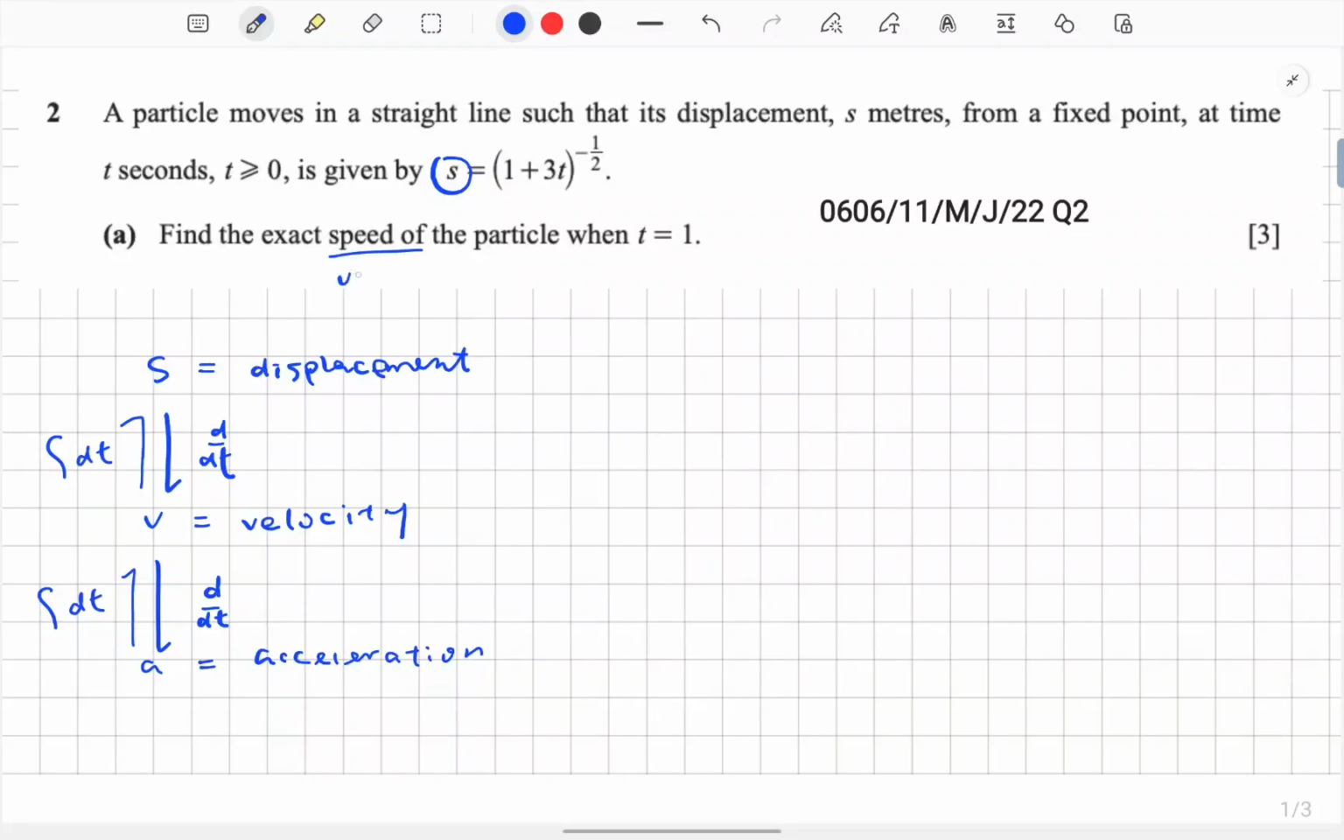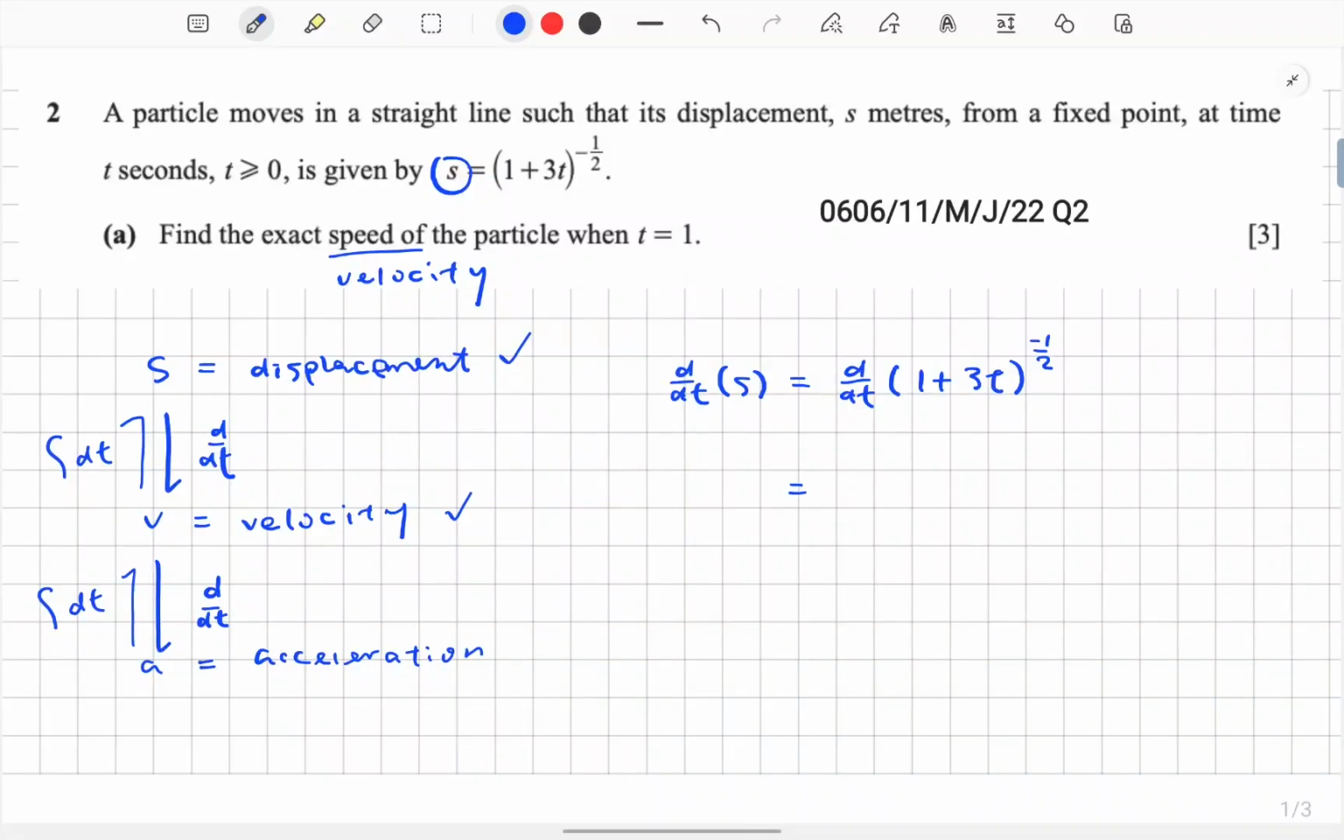In the next question, we're given the S, the displacement, and we want to find the speed. And speed is another word for velocity. So we want to get V from S, so we have to do differentiation. Our first step, the main idea, is to differentiate displacement with respect to dt. Differentiating S here is the same as differentiating (1 + 3t)^(-1/2).